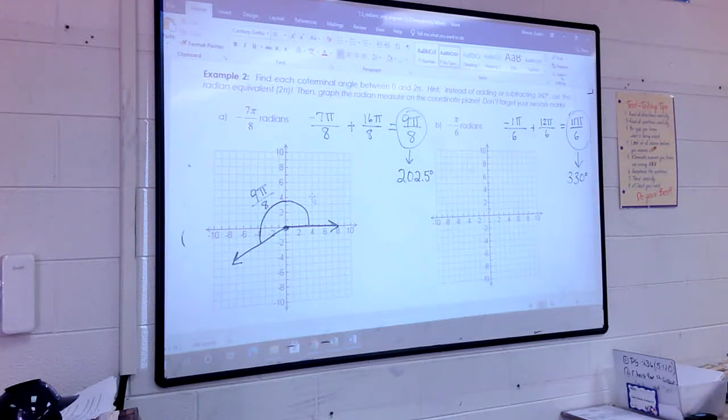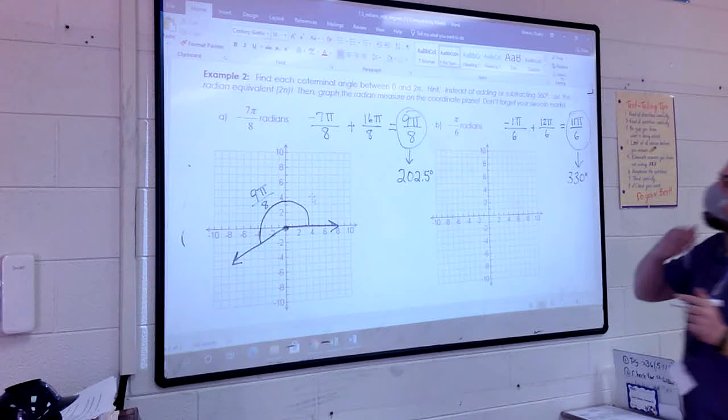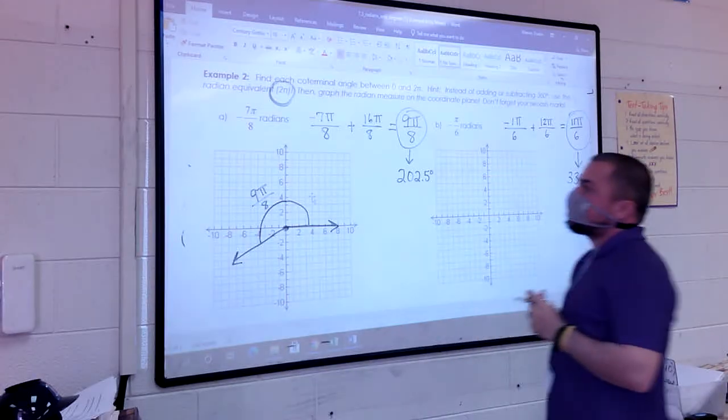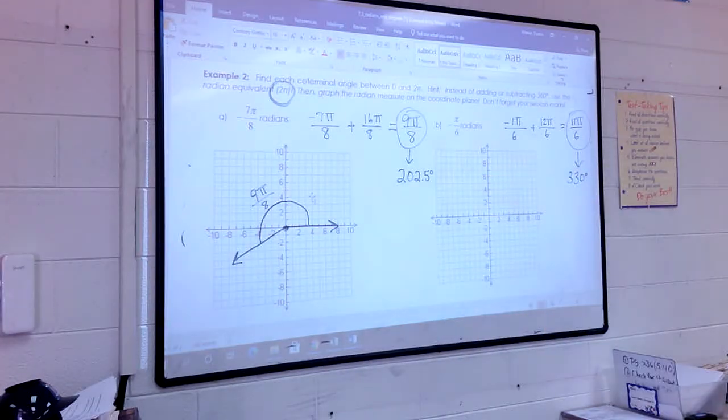You're adding 2 pi every time. You're either adding or subtracting 2 pi to get it to be positive. So 2 pi, if your denominator is 6, 2 pi would be 12 over 6. If your denominator is 8, 2 pi would be 16 over 8. So it just depends what your denominator is.